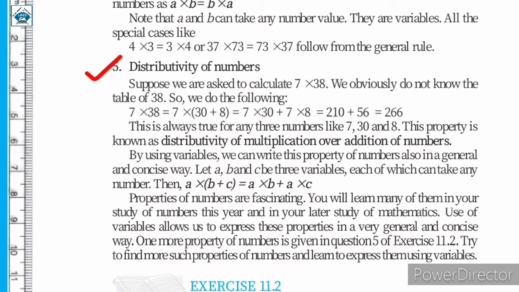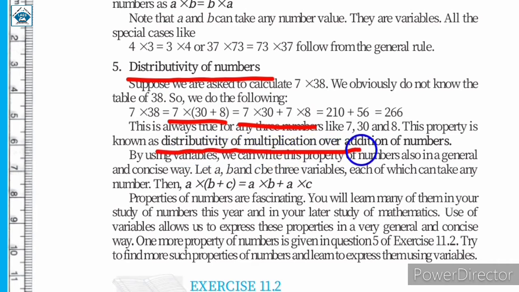Distributivity of numbers. Suppose we are asked to calculate 7 multiplied by 38. Obviously, we don't know the table of 38. So what we are going to do is we will write 38 as 30 plus 8. And this can further be written as 7 multiplied by 30 plus 7 multiplied by 8. Now, the calculation is much simpler than before. So this property is known as the distributivity of numbers. So this is also called distributivity of multiplication over addition of numbers.